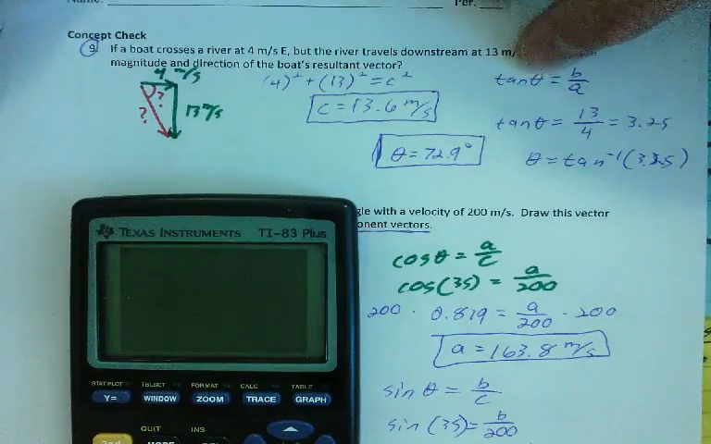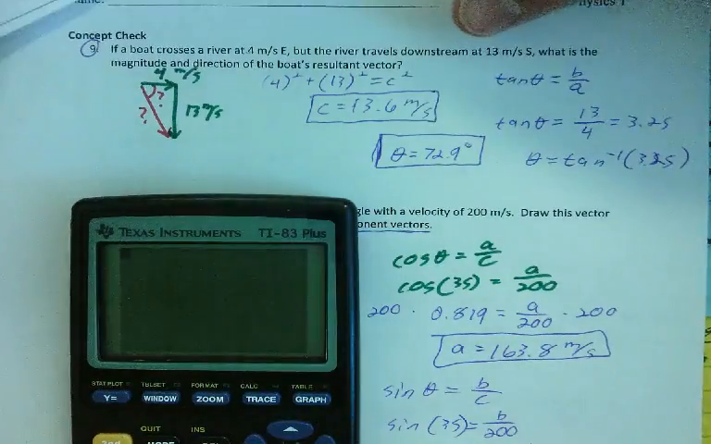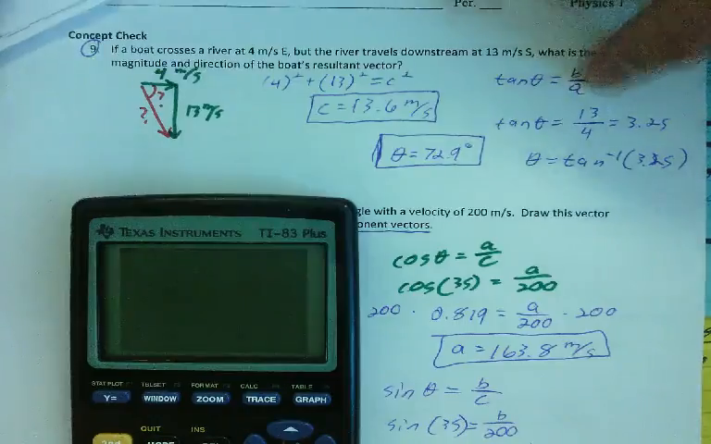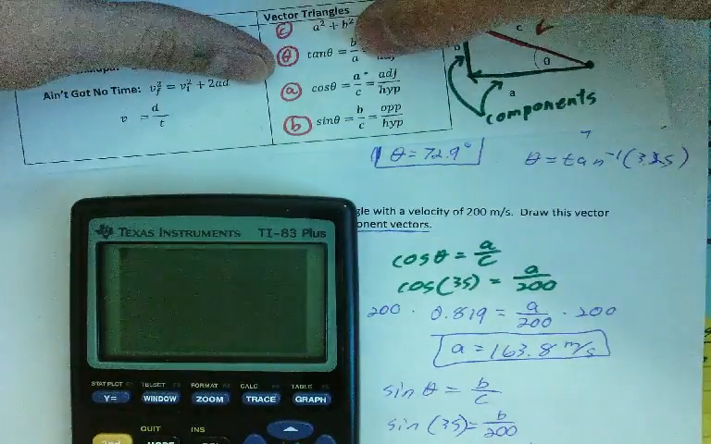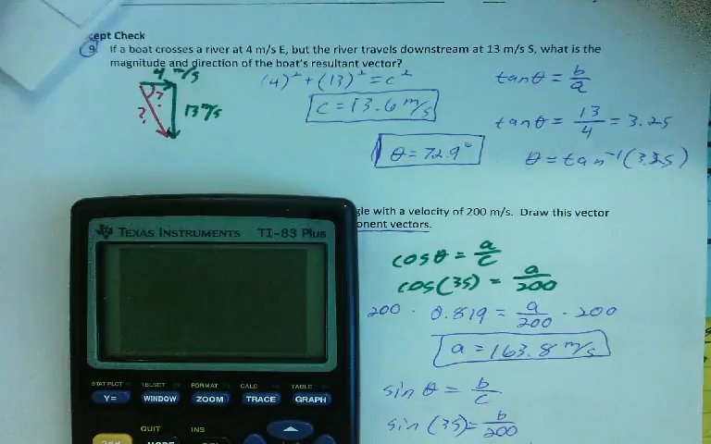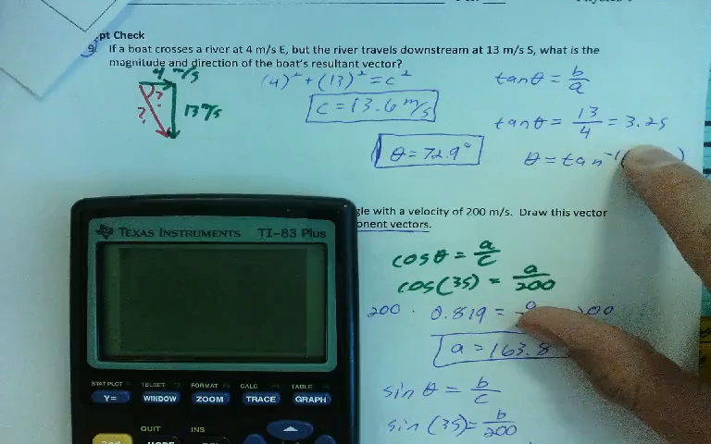To get the angle, we use tangent. Tangent goes with the angle. So tangent is B over A. That's just from the equation itself. Okay, B over A. So B is 13, A is 4. Divide them out to get 3.25.